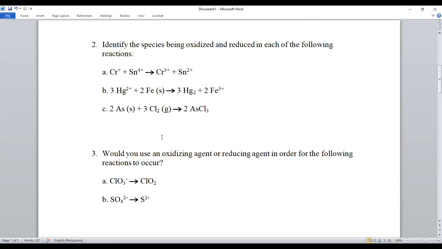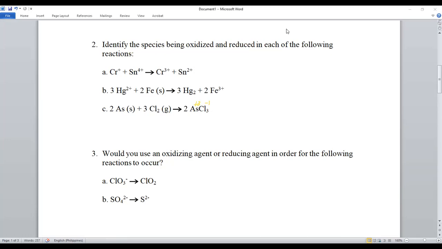Letter C. Anong gina-reduce? This one is negative 1 chlorine. So this one must be plus 3. Ang gina-reduce, Miss, chlorine. Correct. Chlorine is ang gina-reduce because your arsenic from 0 to plus 3 is oxidized. Your chlorine from 0 to negative 1, siyang nagbaton sa gin-give ni arsenic. So, this is being reduced, whereas arsenic is being oxidized. Okay?